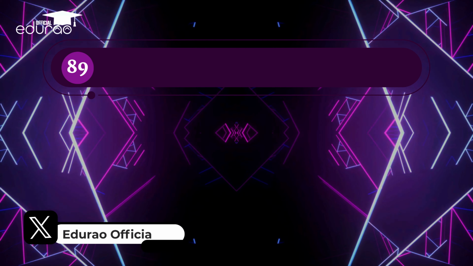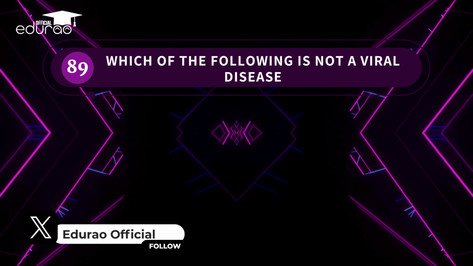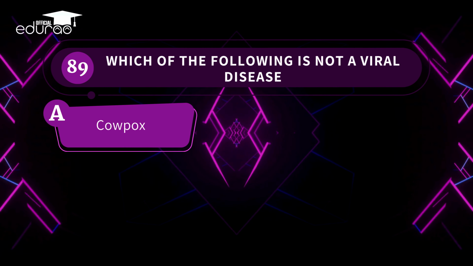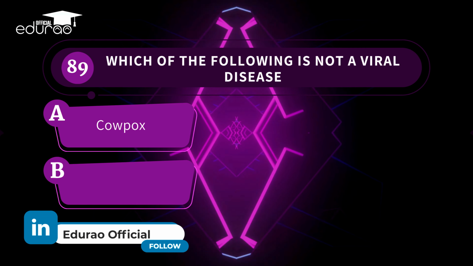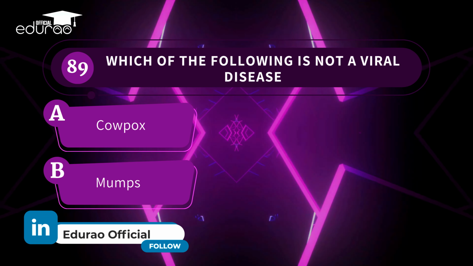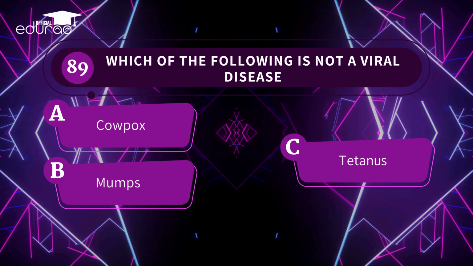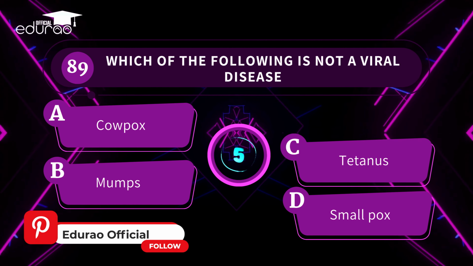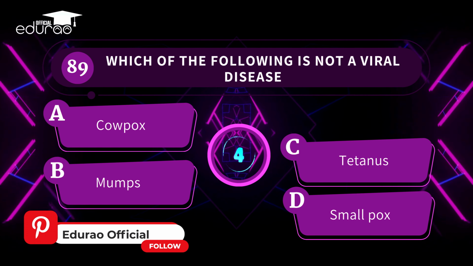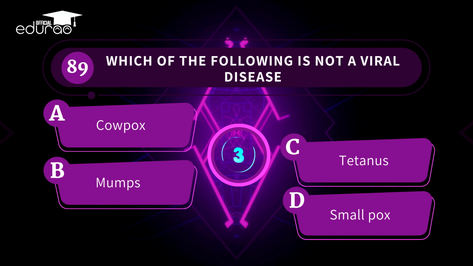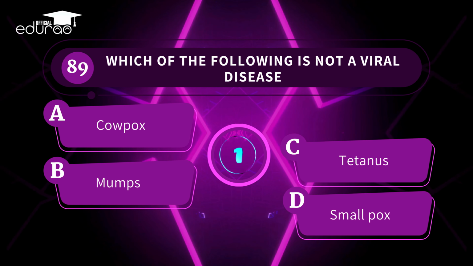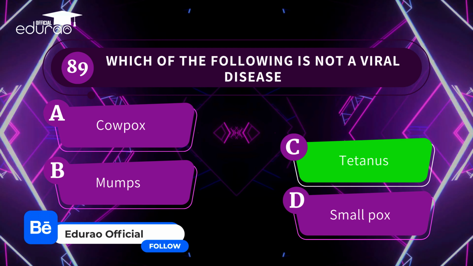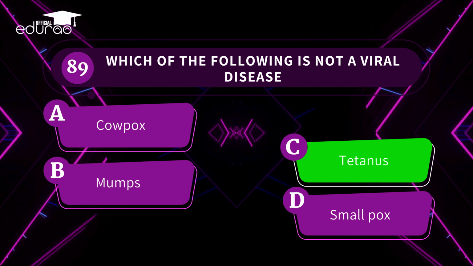Question 89. Which of the following is not a viral disease? A. Cowpox. B. Mumps. C. Tetanus. D. Smallpox. You're absolutely right about that. Correct answer is tetanus.